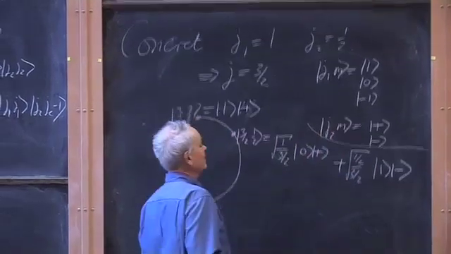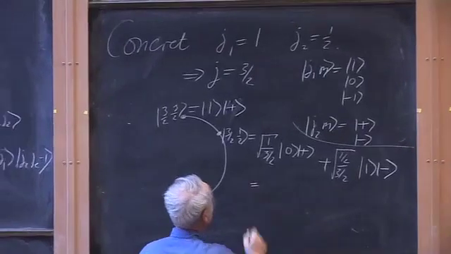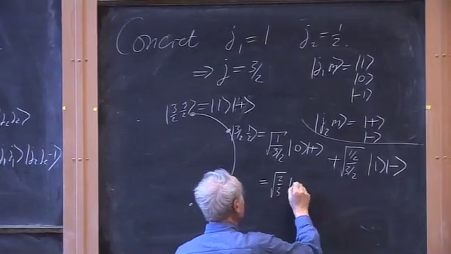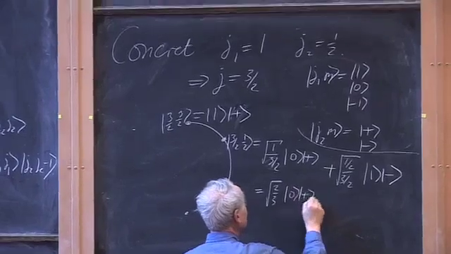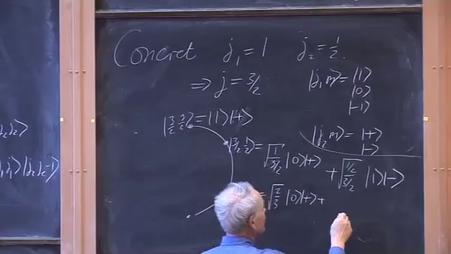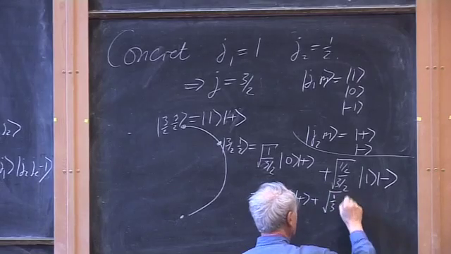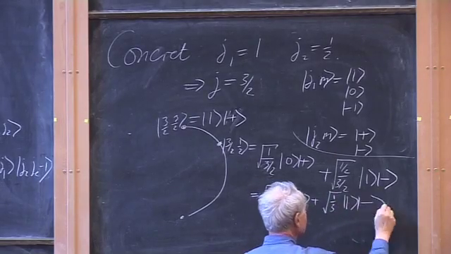So let's just clean that up a little bit. That's equal to root 2/3 of |0, +⟩ plus, this is going to be 1/3, root 1/3 of |1, −⟩.